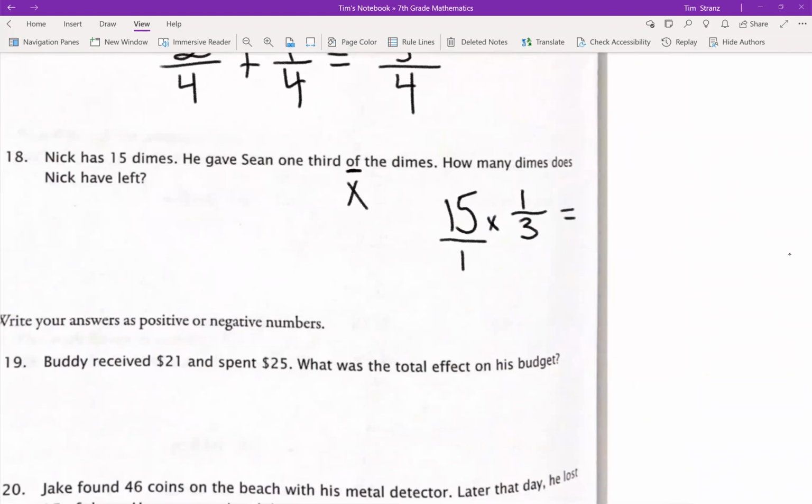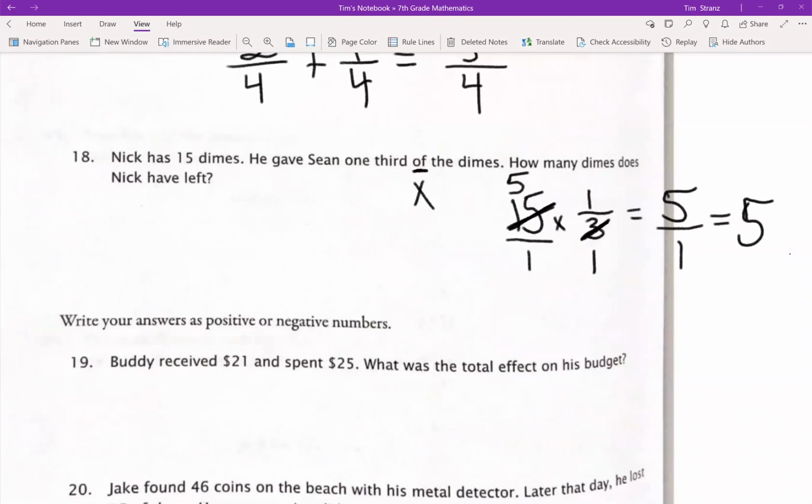Okay, so we're multiplying fractions. All right. You can always look to see if the diagonals can cancel out, and they can, right? 3 goes into itself 1 time. 3 goes into 15 5 times. Now we just multiply top by top, bottom by bottom. 5 times 1 is 5. 1 times 1 is 1. Same thing as saying 5. So how many dimes does he have left? He has 5 dimes left.